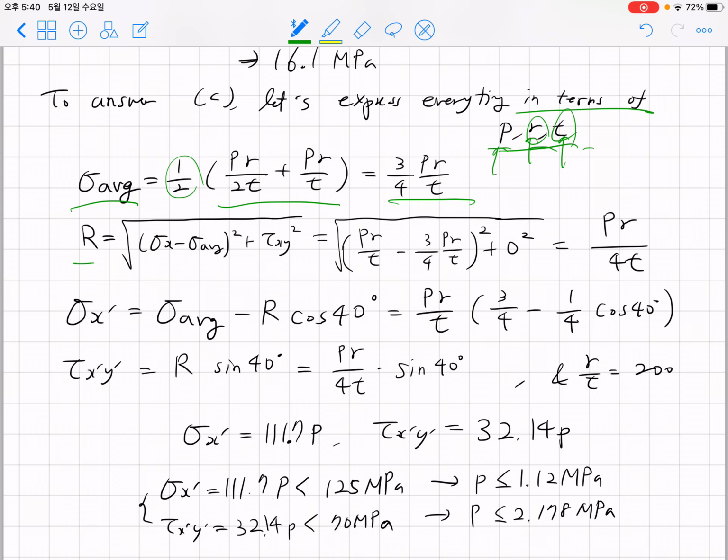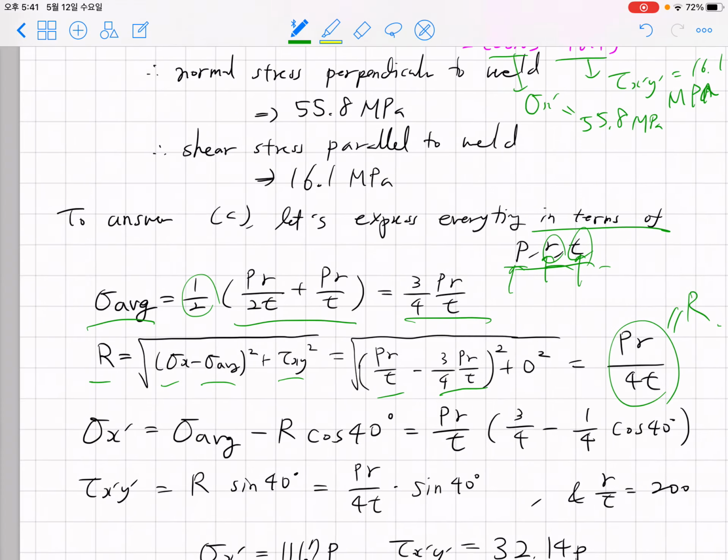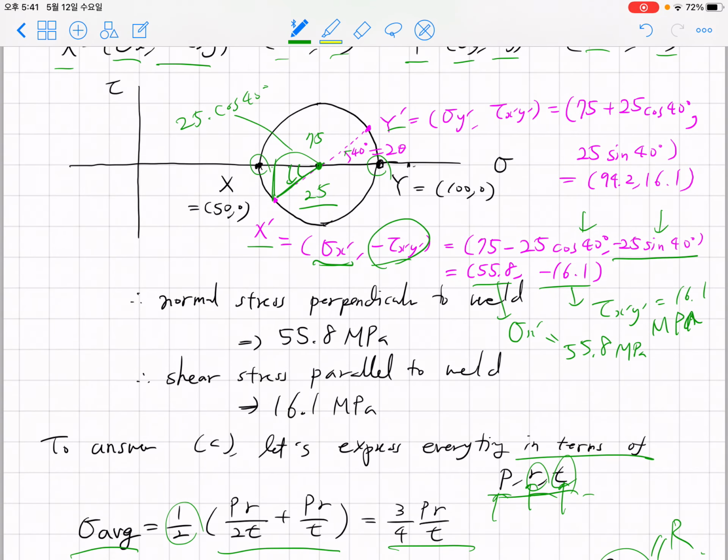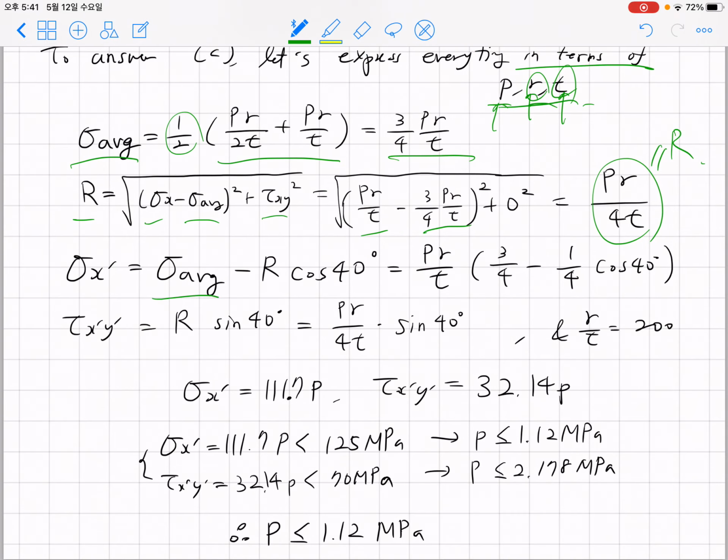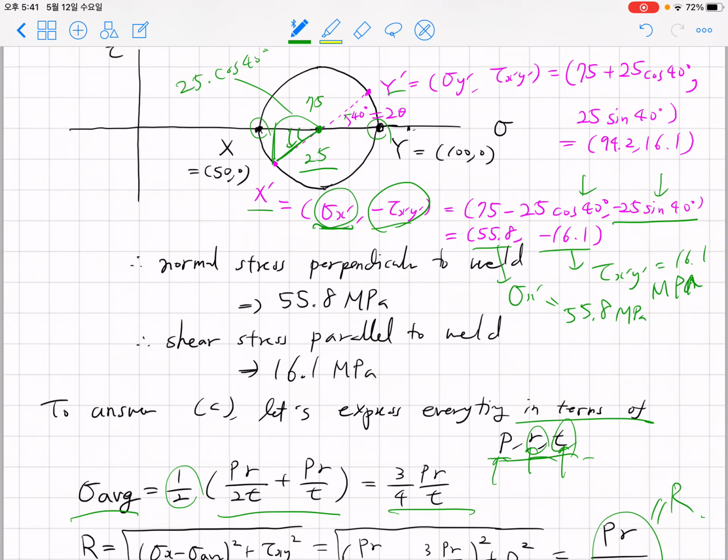Now the radius of the Mohr circle becomes the square root of sigma x minus sigma average squared, which is PR over T minus 3 over 4 PR over T squared, and the tau xy is 0 due to the symmetry when we consider the horizontal, longitudinal, and hoop directions as two principal axes. So it becomes PR over 4T. This is the radius of the Mohr circle. Now, if you recall what we have done in the previous page, the sigma x prime becomes sigma average minus the radius of the Mohr circle times cosine 40 degrees, and tau x prime y prime is the radius of the Mohr circle multiplied by sine 40 degrees.